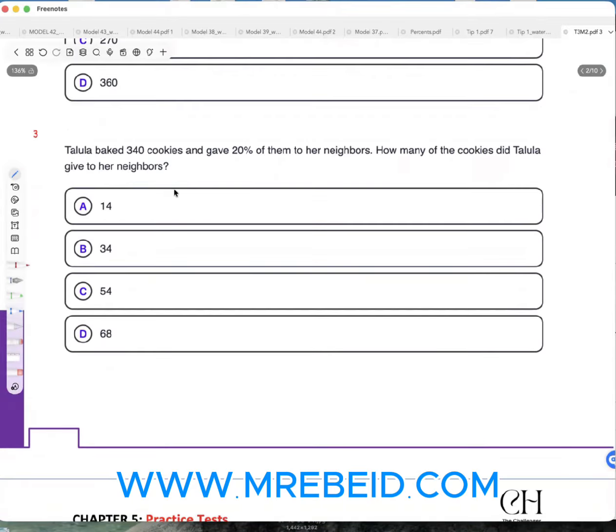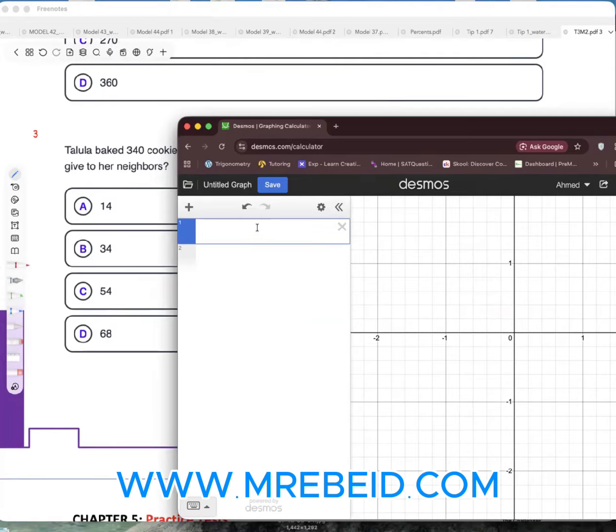Question 3. Taro bakes 340 cookies and gives 20% of them to his neighbors. How many of the cookies did Taro give to his neighbors? So you will calculate 20% of 340. We can use Desmos. It's okay, you can use the calculator, no problem. So 20% of 340 will be 68. So the answer is D.